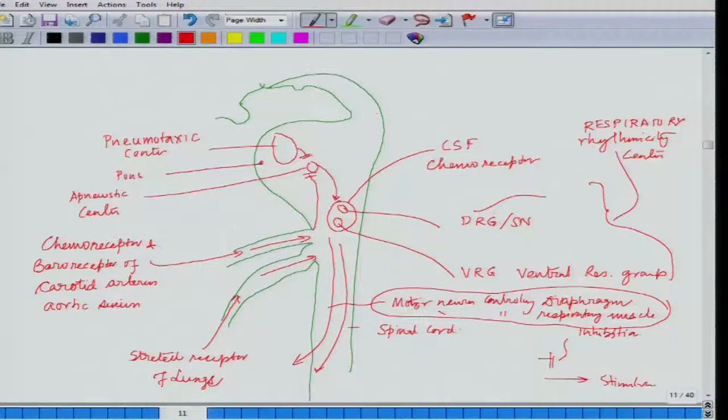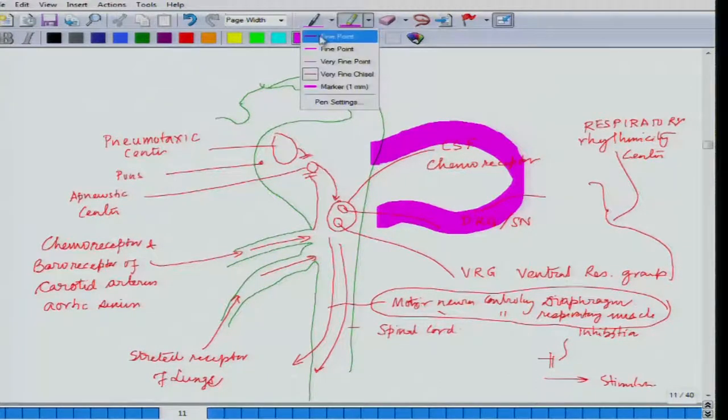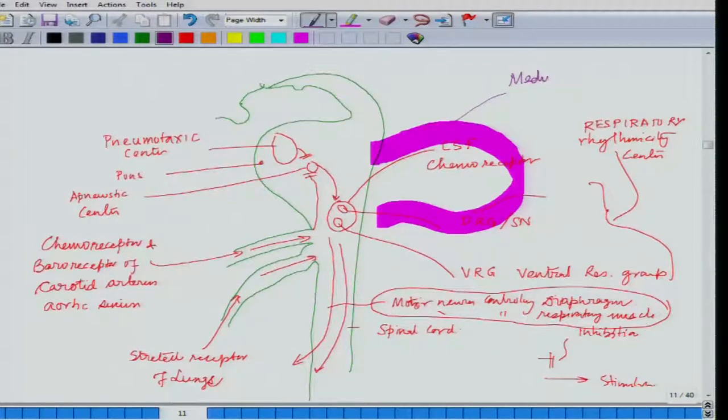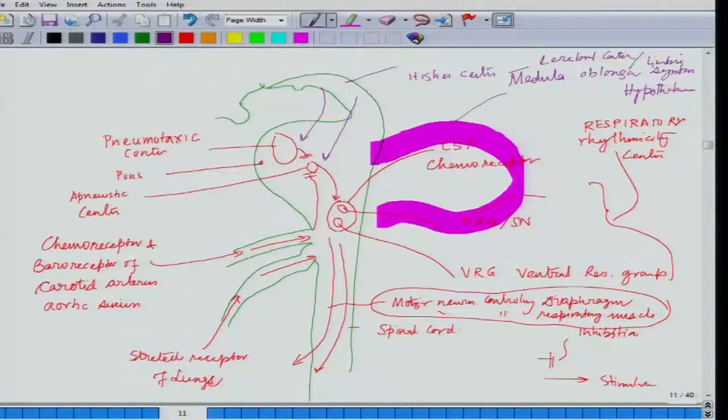So, there are higher centers. This is the brain stem we are talking about, and behind the brain stem out here, what you see is the medulla oblongata, the highlighted part I drew just now, which is controlled by the higher centers of the brain. So, these are the cerebrum, and these are the higher centers of the cerebral cortex, the limbic system, which includes the hippocampus, and the hypothalamus. So, these are the different centers which are regulating this whole process.